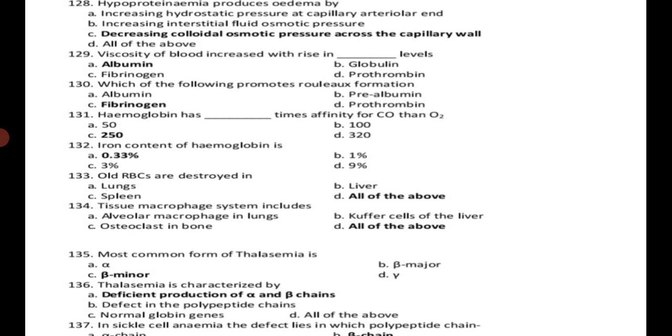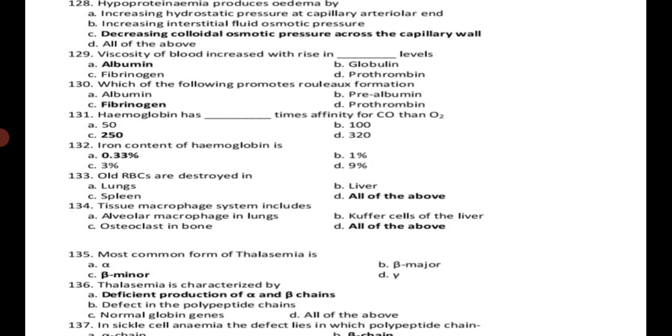RBCs are found in blood. They are formed in the red bone marrow. The lifespan of RBC is 120 days, after which they are destroyed in the spleen. The spleen is called the graveyard of RBC. Liver, lungs, kidney, these are the organs where the RBCs are destroyed through the process called hemolysis.